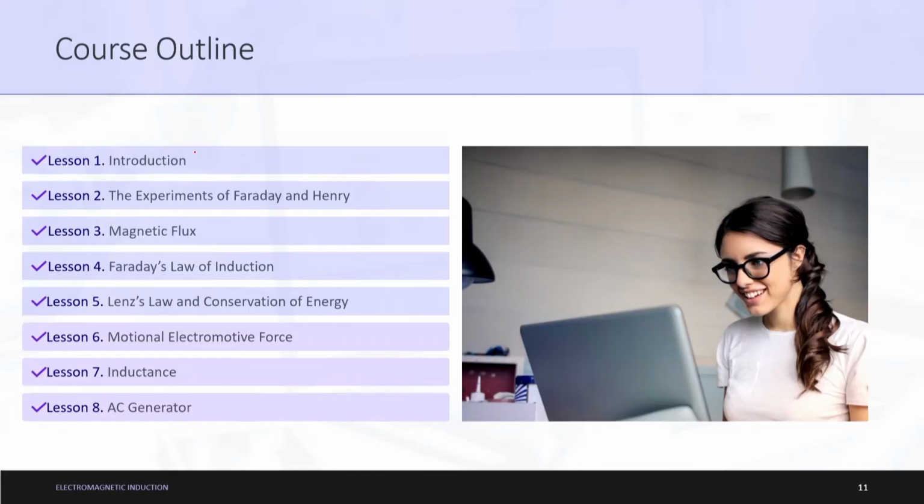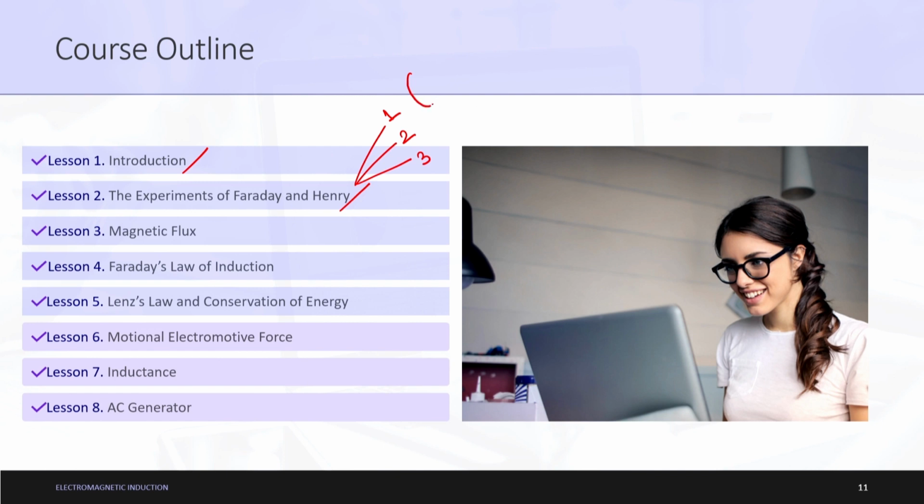Just a little bit of course outline, as we are starting with a new lecture today. We started with the introduction part. The definition of electromagnetic induction was talked about in lesson 1, followed by the experiments of Faraday and Henry. There were 3 experiments to be precise: experiment number 1, experiment number 2, experiment number 3.